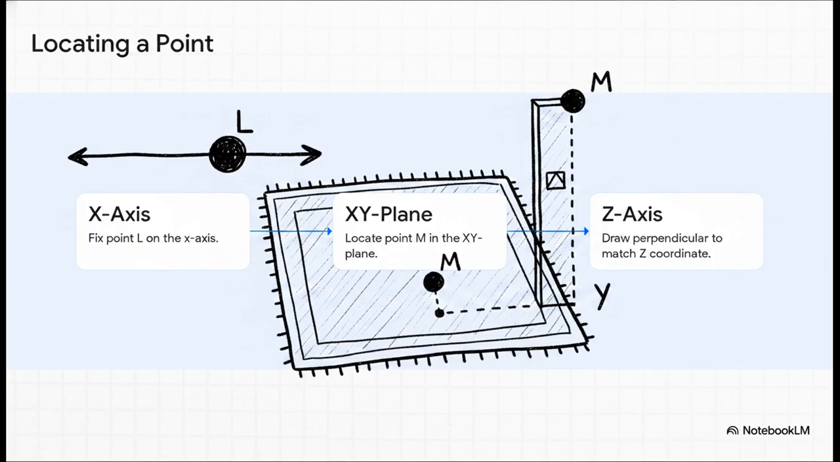And third, from that exact spot on the floor, you draw a perpendicular line straight up or straight down to match your z-coordinate. It's honestly a lot like walking to a specific spot on a rug and then just taking an elevator straight up to the exact height you need.